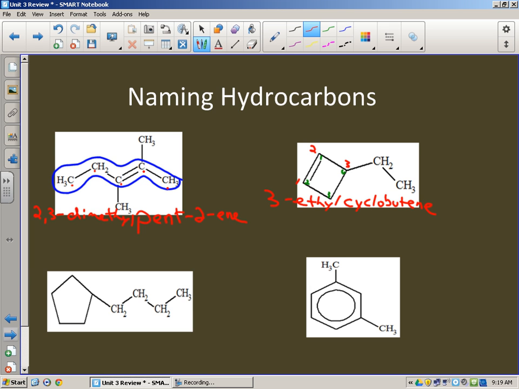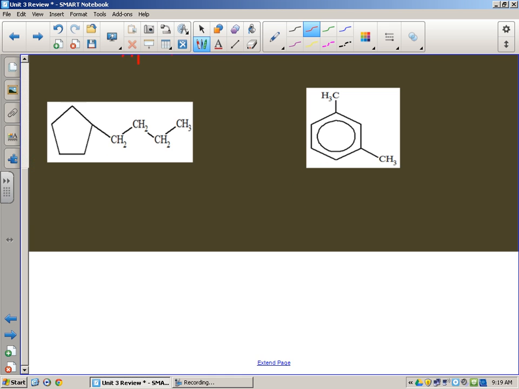Let's see, cyclo. A lot of cyclos out here. This one here, I'll just do down here a little more. That's cyclopentane.